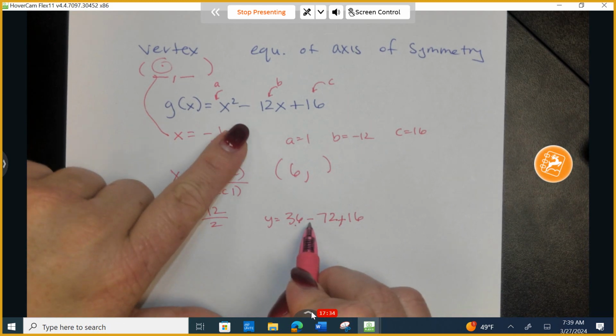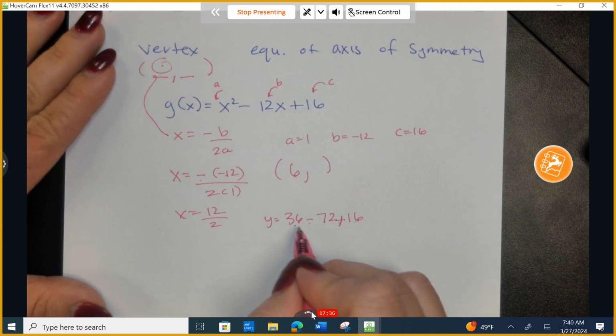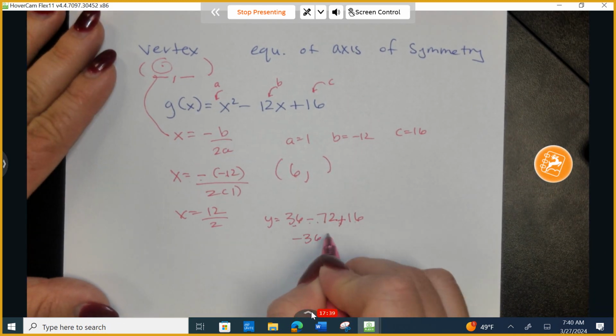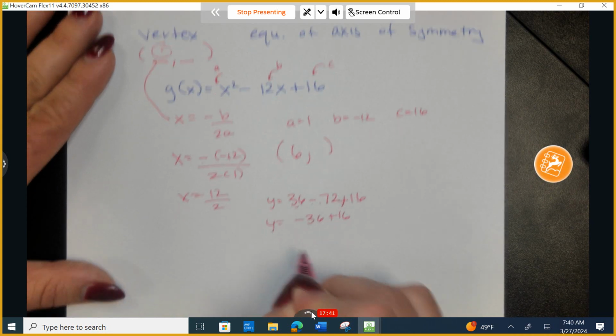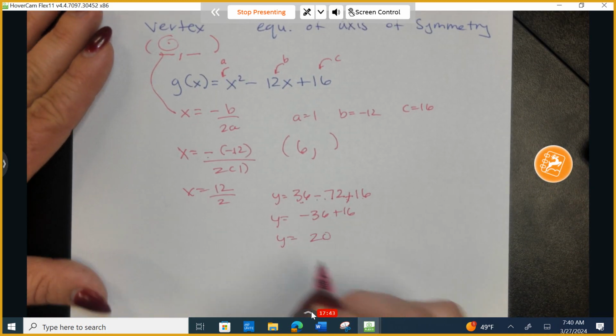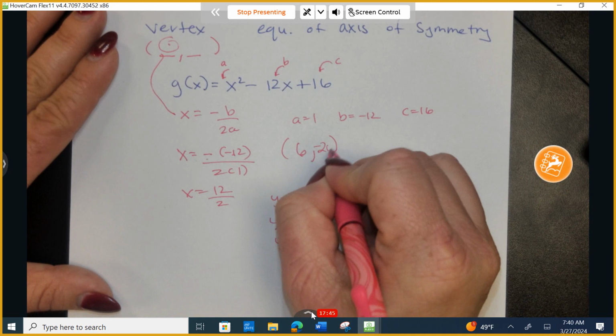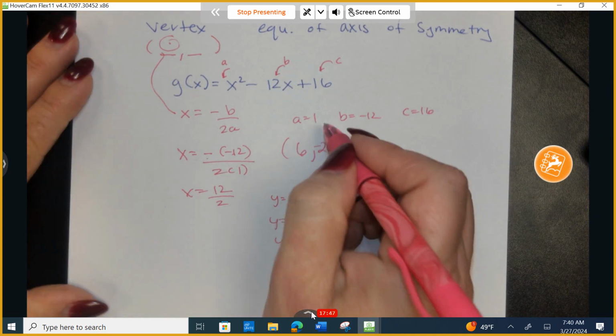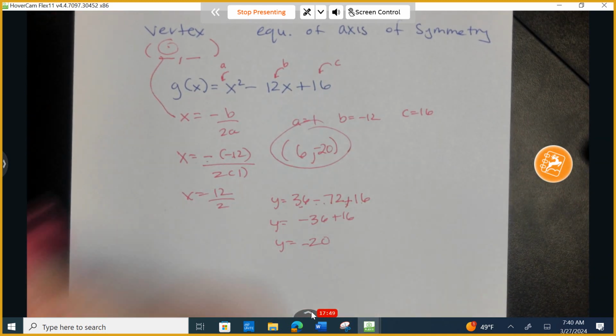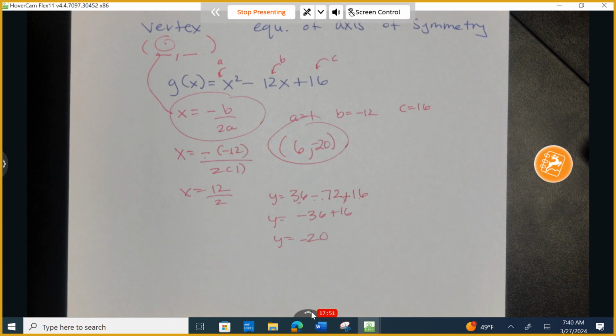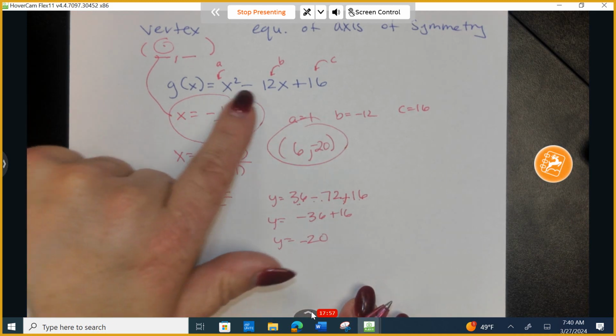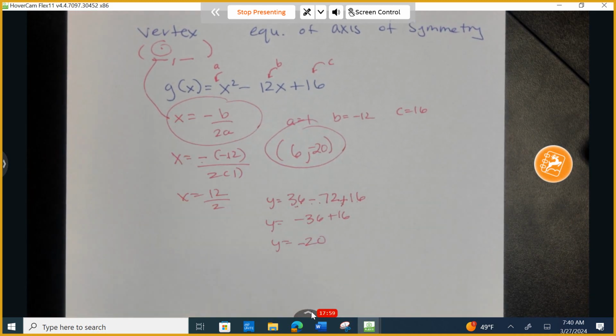So 36 minus 72 plus 16. Well, 36 minus 72 is a negative 36. And now I have different signs, I subtract them, and the sign of the larger number is negative, so 20. This is going to be my vertex. I use this formula every single time to determine the x-coordinate of the vertex, and then I'm able to achieve the y-coordinate by taking this value and plugging it back in for x.